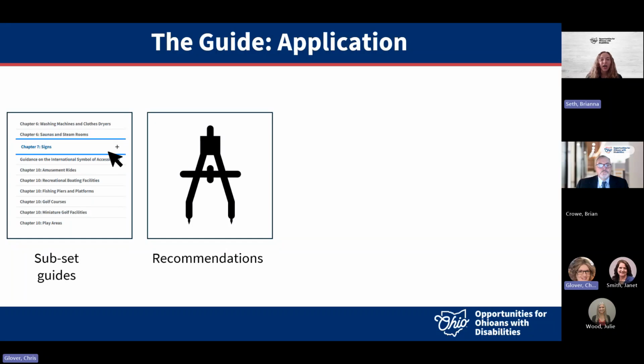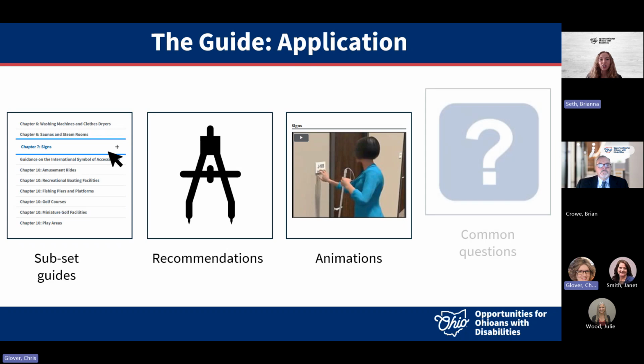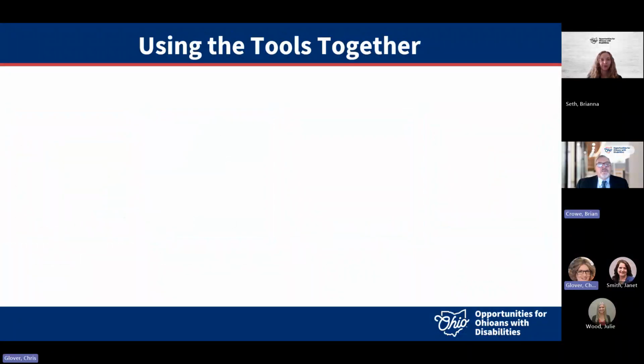The guide also has an animation section. It contains videos which can help with understanding and visualizing the requirements outlined in the standards. Lastly, there is a common questions section at the end of each guide that addresses frequently asked questions about the topic. Thanks, Brianna. We have introduced 3 tools which are helpful to use when considering the accessibility of an environment. Now let's take a look at how these 3 tools can be used to complement one another.